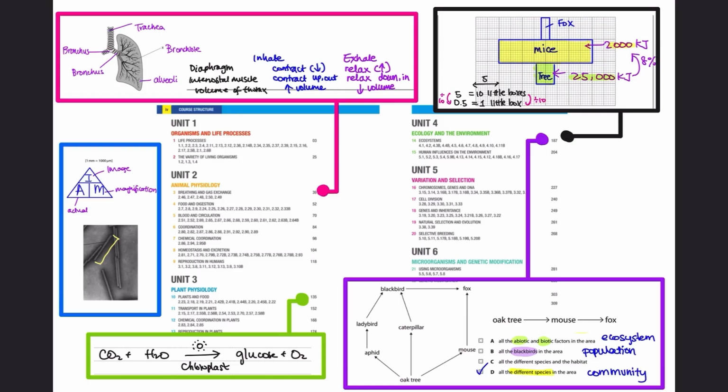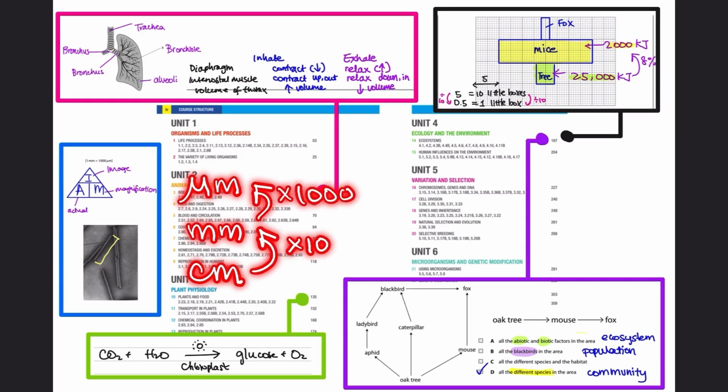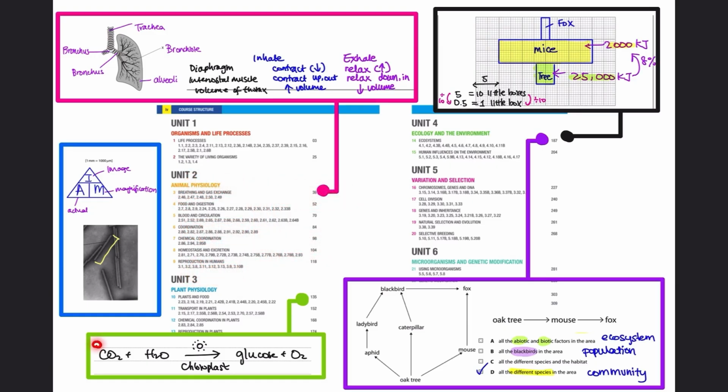But before you do any calculation, please make sure the units of I and A are the same. In other words, if they gave you A in micrometers and you measured your I in centimeters, then you have to convert your centimeters to micrometers. How do you do that? You can times by 10 to get millimeters, and then times by 1,000 to get micrometers. And then you can do the division. Micrometers is important because it's usually the size of cells, bacteria, viruses, and it's important to be able to convert between micrometers and centimeters. Green box down here, this is just a revision of the photosynthesis equation.